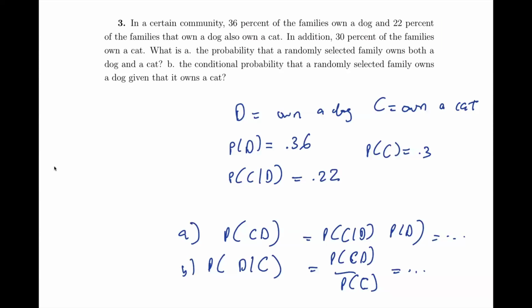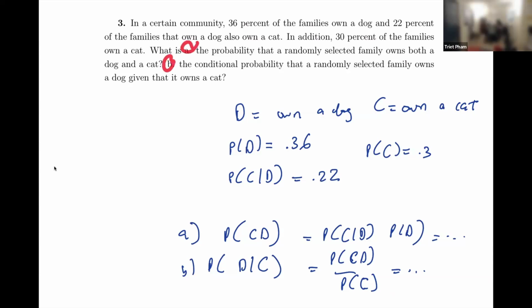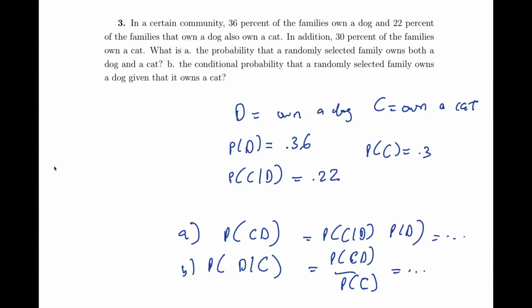Yeah, the formulas make sense to me, but for some reason I'm thinking they own a dog and also own a cat. That kind of sounds like the same thing as C and D. Which one, A or B? Well, I guess A, but in my head, if they own a dog, then they also own a cat. That's a probability of 0.22 we're saying, but I'm so confused. I'm thinking that that also means the probability of C and D. How is that different?